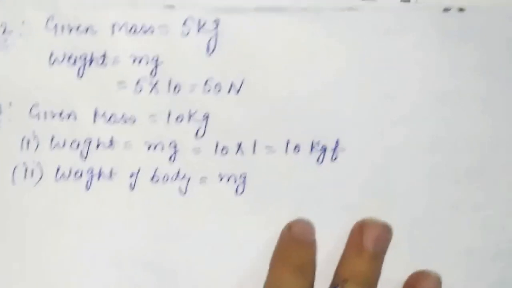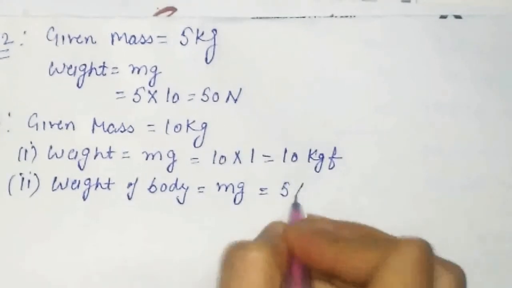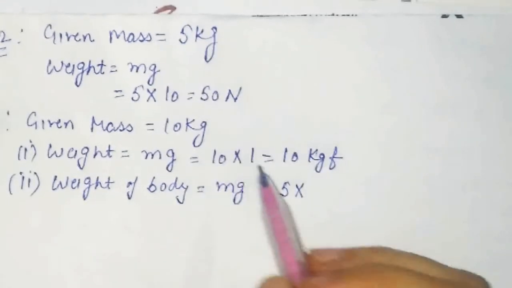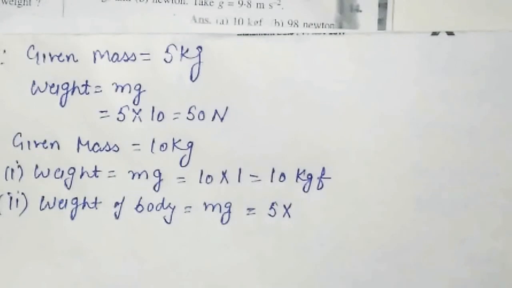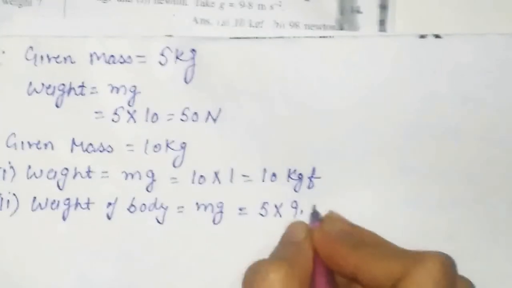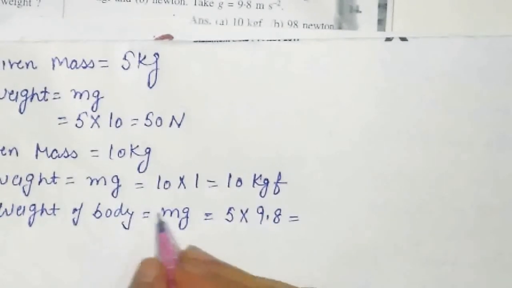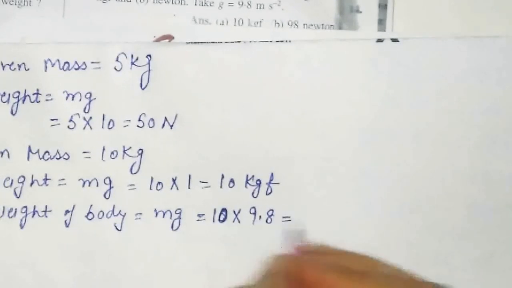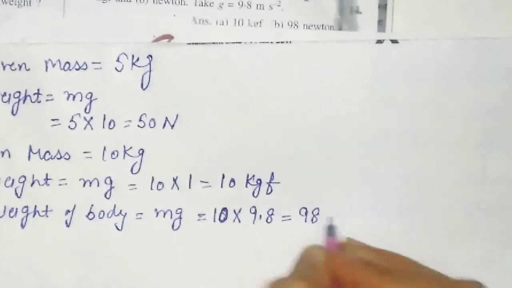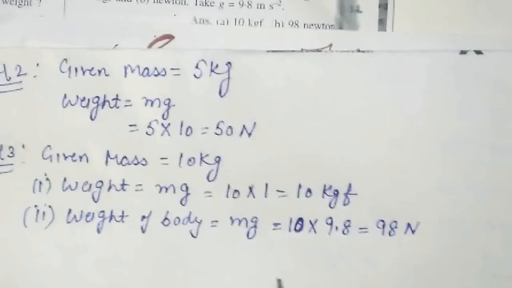Okay. So put the value of mass, 5, into the formula. Now we have to calculate the second part in Newton. So here put the value of g, 9.8, and the value of m is 10. Now the answer becomes 98 Newton. Clear? This is your solution of the third part.